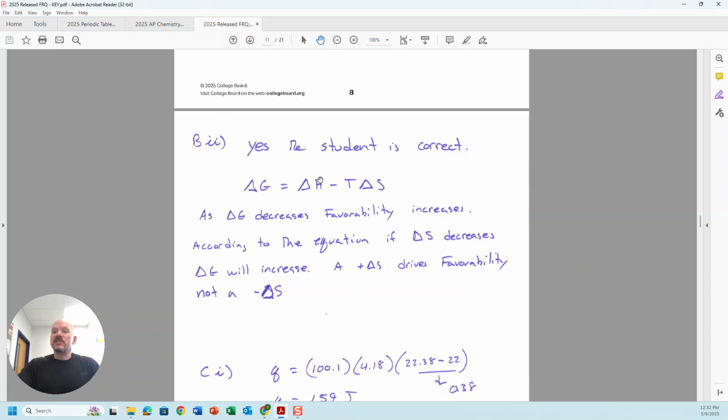So they're saying the negative delta H is driving the favorability and not the negative delta S. And that's true. It's because if you plug in more negative numbers for delta S, increasingly negative magnitude numbers for delta S, delta G increases. So favorability is decreasing as delta S becomes more negative.